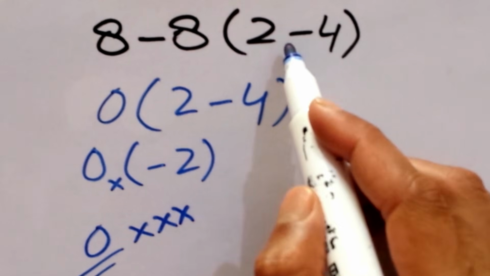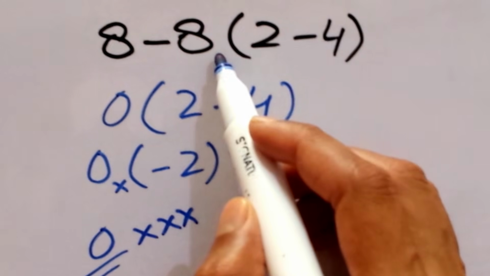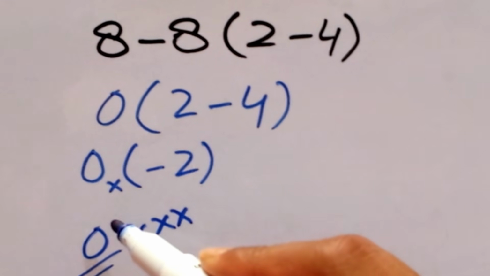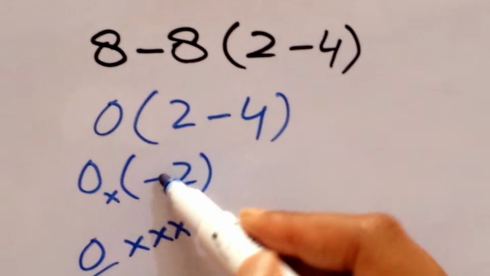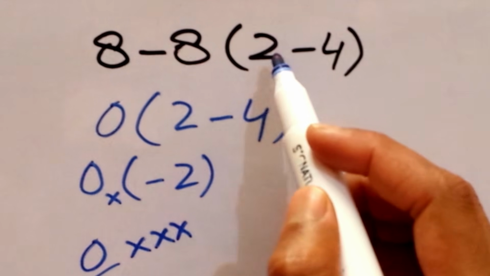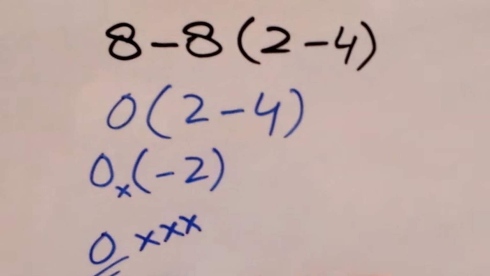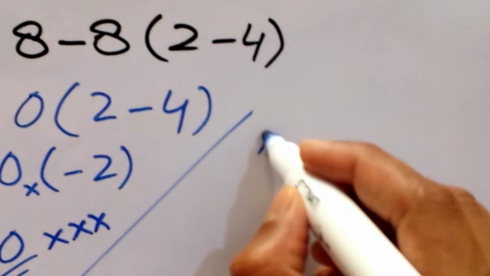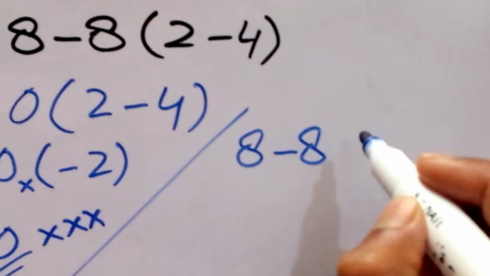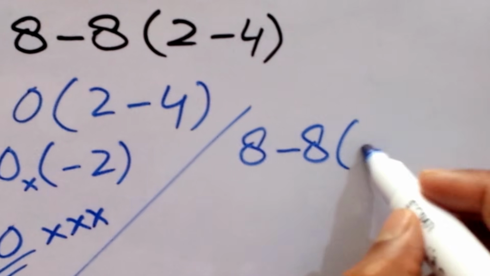Because after parentheses, multiplication must be done before subtraction. So follow the order of operations. We use the PEMDAS rule. First of all, parentheses, right? Then multiplication, then subtraction. Okay, so 8 minus 8 and 2 minus 4 equals minus 2.